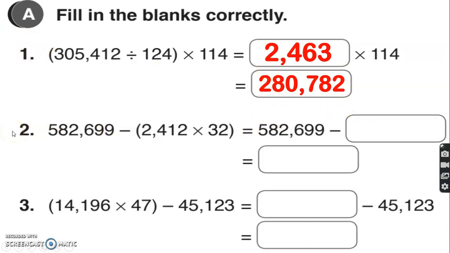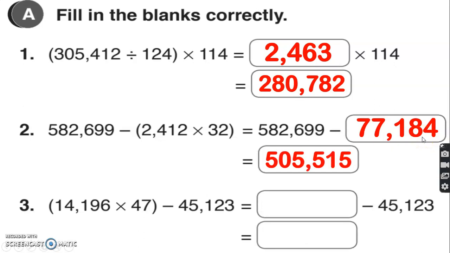Let's proceed to number 2: 582,699 minus 2,412 times 32. Again, kids, let's first do what is inside the parentheses. 2,412 times 32 is equal to 77,184. Then let's proceed to subtraction: 582,699 minus 77,184 is equal to 505,515. Again, two answers.